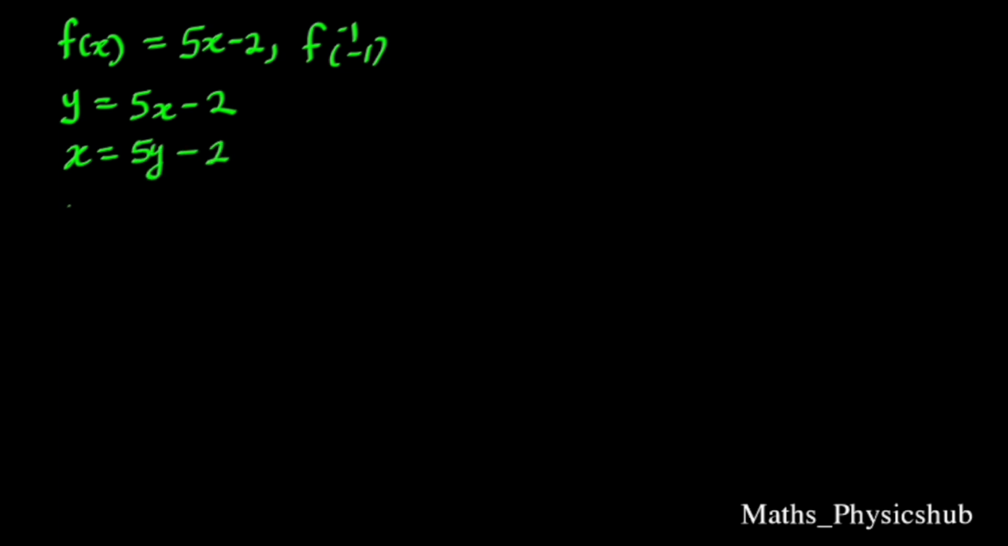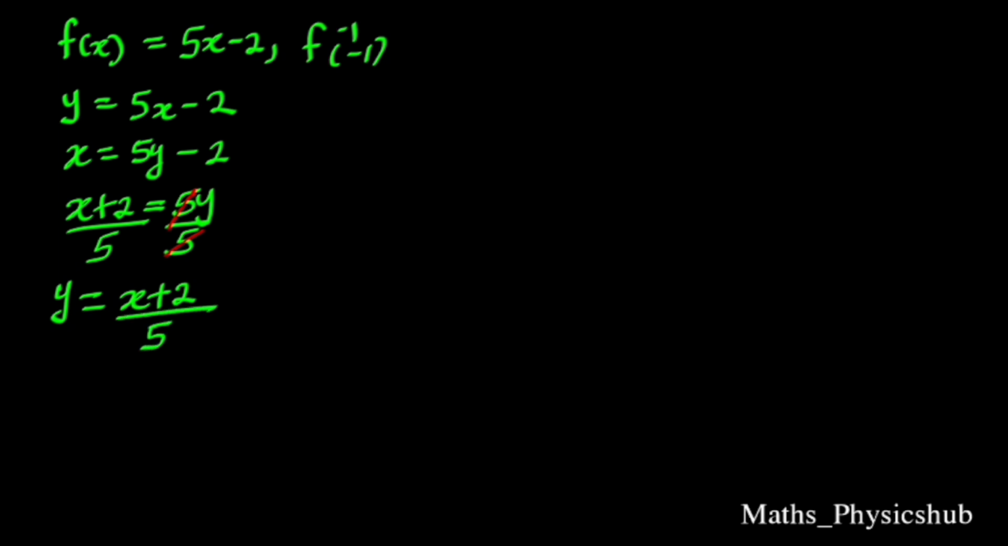Next we make y the subject of the formula. To achieve this, we will take 2 to the left. Since 2 is negative, going to the left will make it positive. So we have x plus 2 equals 5y. Next we divide through by 5. Dividing through by 5 will leave us with y equals x plus 2 over 5. Going further, we replace y with f inverse of x. Doing so we have f inverse of x equals x plus 2 over 5.